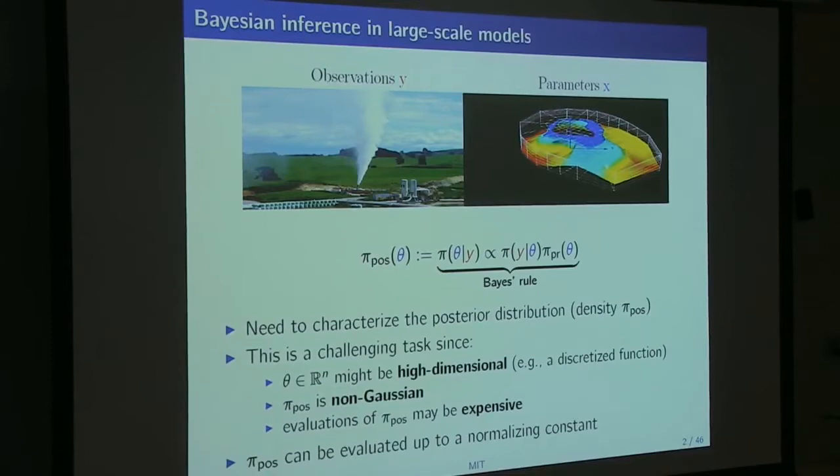This posterior distribution is, in general, non-Gaussian. If it's Gaussian, there are easier things to do than what I'm going to talk about here. Also, each evaluation of this posterior density is going to cost you something. Naively, it's going to cost you one PDE solve, one evaluation of the likelihood. And if you have to do that 1,000 or a million times, you might not like that so much.